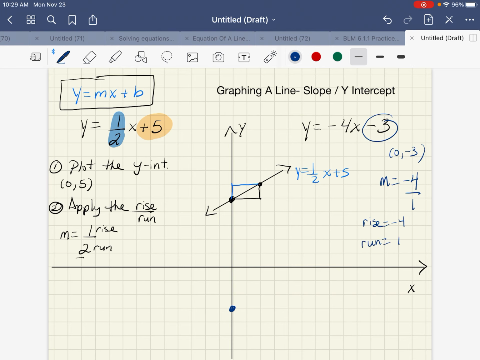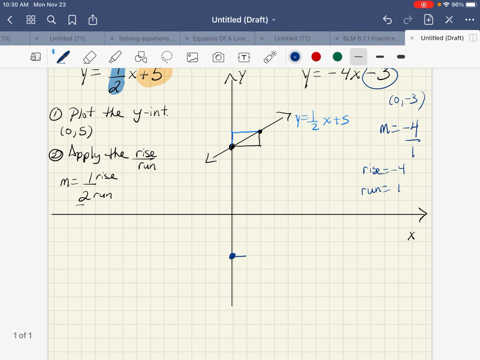Now if I wanted to, I could have put the negative into the run and make that negative and have the rise positive, but that's going to be your choice. So again, from here, I'm going to run 1, so that's 1 to the right. Now the rise is -4, so that means I'm going to go down 4. So 1, 2, 3, 4. It's going to extend that a bit. There is where my second point goes.